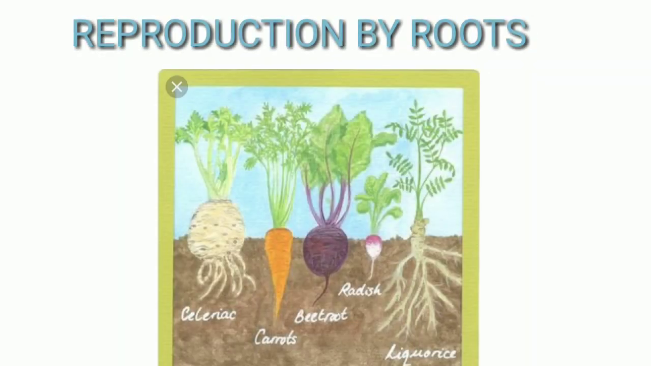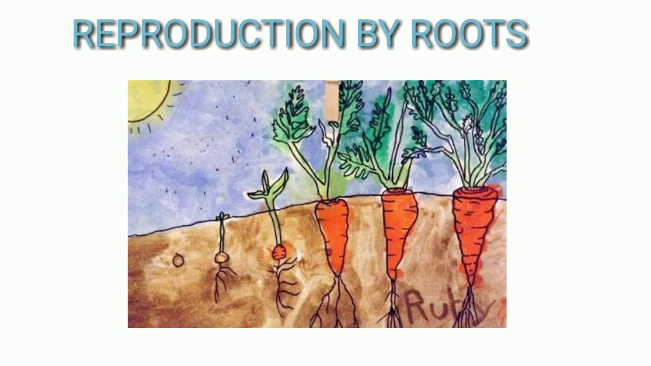Reproduction from roots. The roots of some plants such as sweet potato and carrot produce new plants. Support a new sweet potato in a jam bottle full of water using thick pins, as shown. Note how many days it will take for the plants to grow.